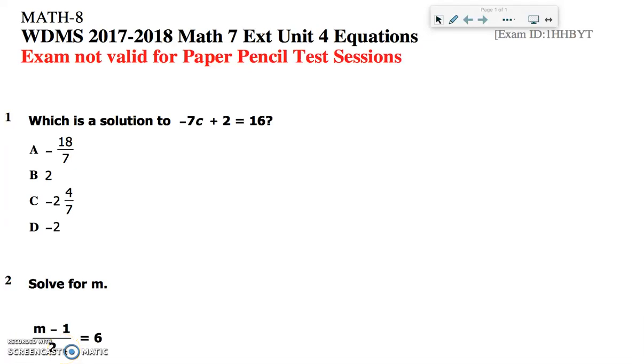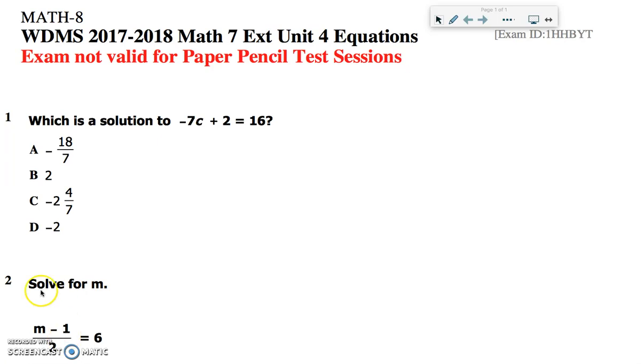This is Miss Gibbs, and I just wanted to take an opportunity to help you prepare for any retakes that might be necessary on the Unit 4 equations test. In particular, this is being done for extended students.